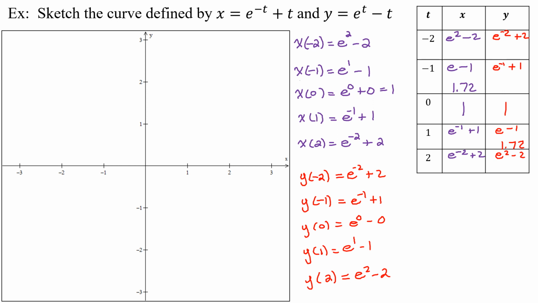Now, if you type in the calculator e squared minus 2, I'll end up with 5.39. And that'll be that one and this one. I already did the negative 1 on that one. Let's do e to the negative 1 plus 1. If I did e to the negative 1 plus 1, I get 1.37. So I end up with 1.37 there and 1.37 there. And if I did e to the negative 2 plus 2, I end up with 2.14.